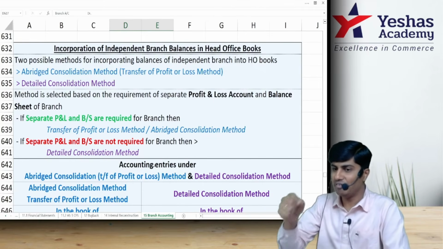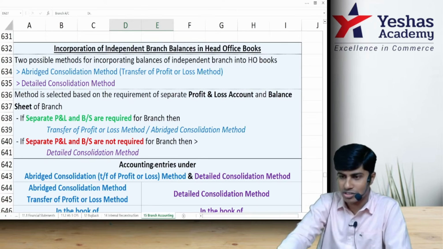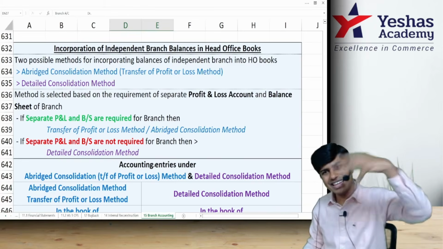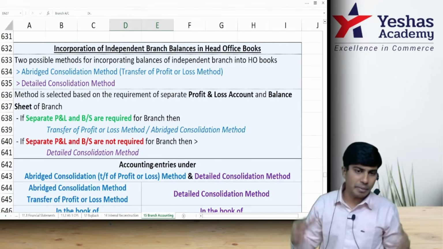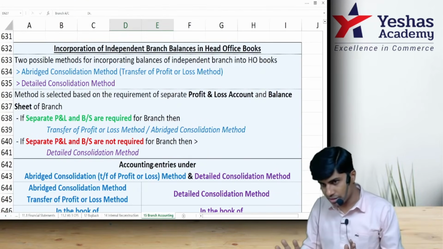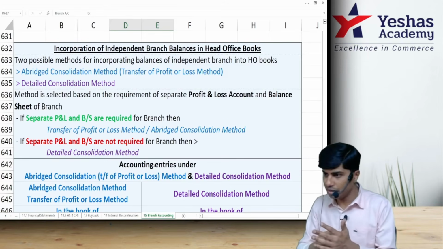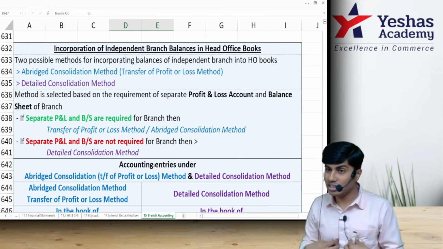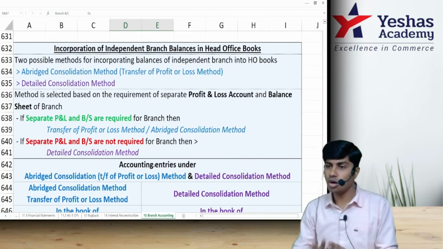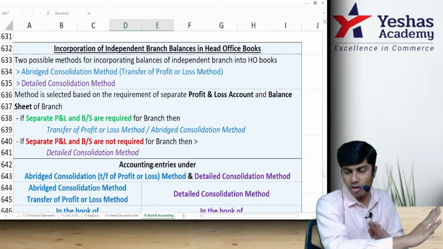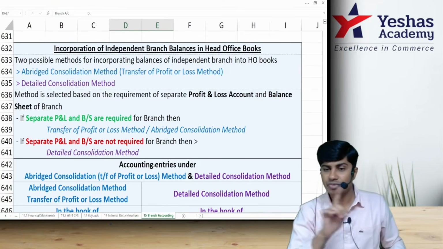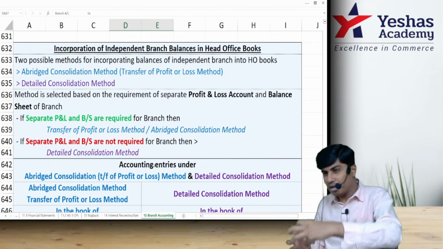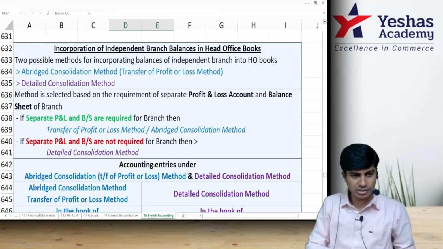The difference lies with the accountant who's there at the branch. I'll tell you theoretically as well as practically. Practically, what happens is, if the accountant at the branch prepares the journal entries, ledgers and trial balance, but doesn't know how to go further, what will he do? He'll dispatch the trial balance to head office. Head office prepares the accounts. That is called detailed consolidation. Head office has to take item by item from the trial balance and add it into their trial balance.